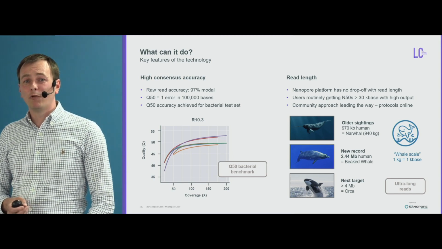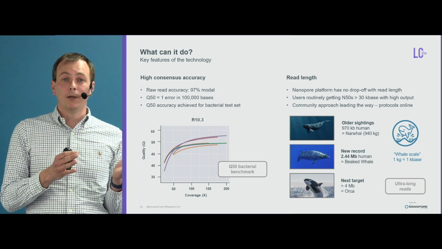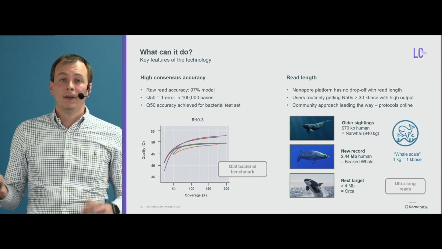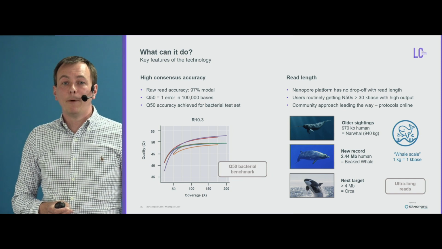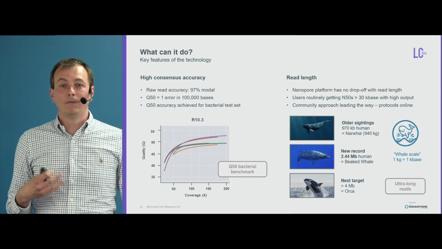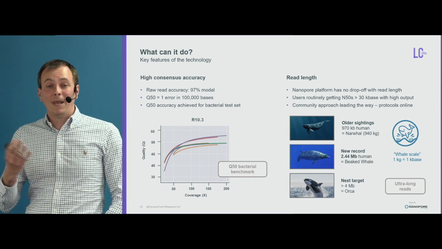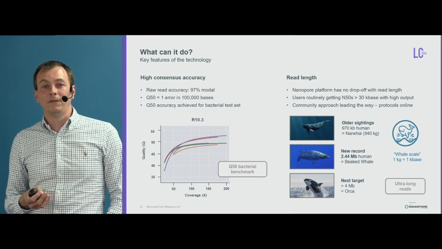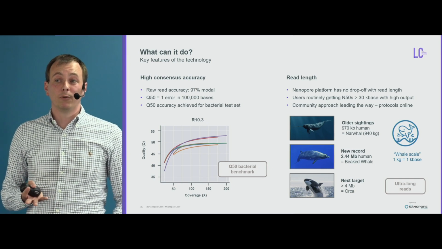Read length is also a really strong feature of the platform. The platform essentially has no drop-off with read length, and that is, the accuracy of the first portion of the molecule is the same as the accuracy at the end of the molecule, no matter how long it is. Users can routinely get N50s over 30 kilobases with pretty decent output. But when you start getting to really large samples of DNA, when you're looking for really long read lengths, it becomes tricky because although the platform has no limit, you have to handle the DNA in a very careful way, and that's been generally speaking a community-led approach. They've done some fantastic work, and those protocols are online.